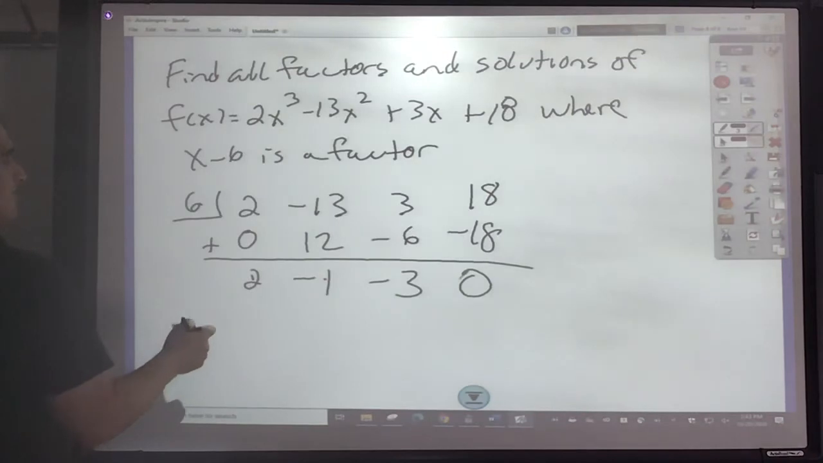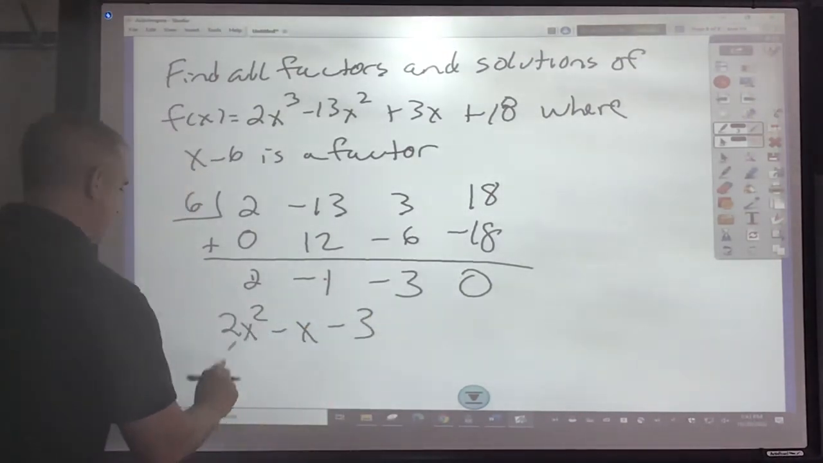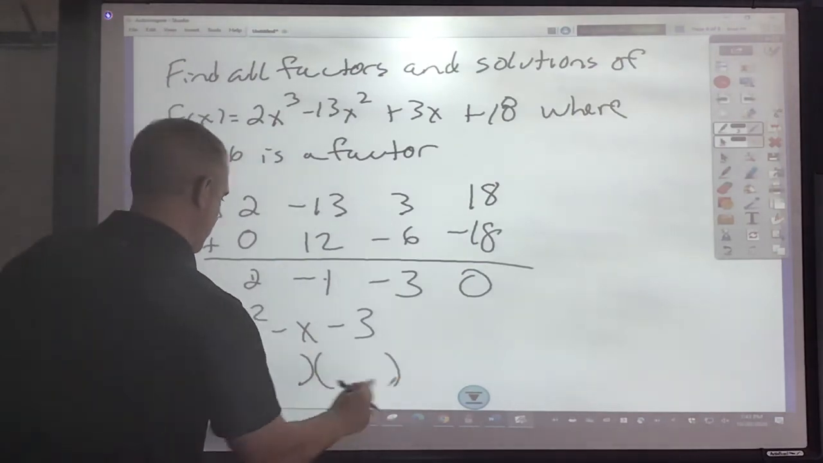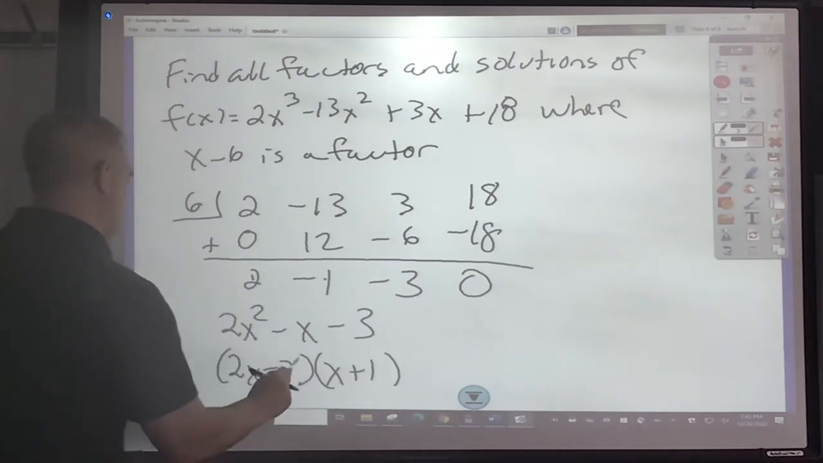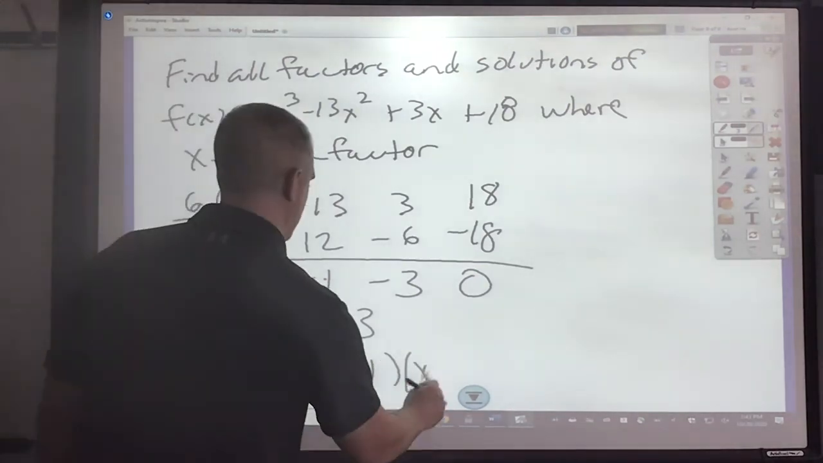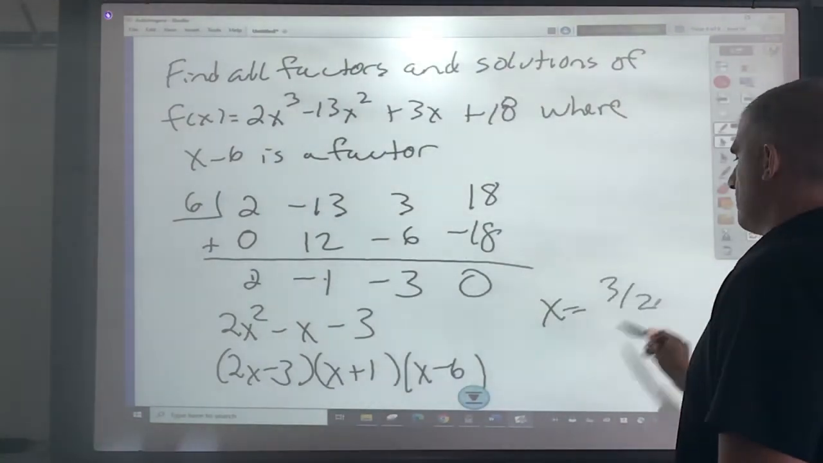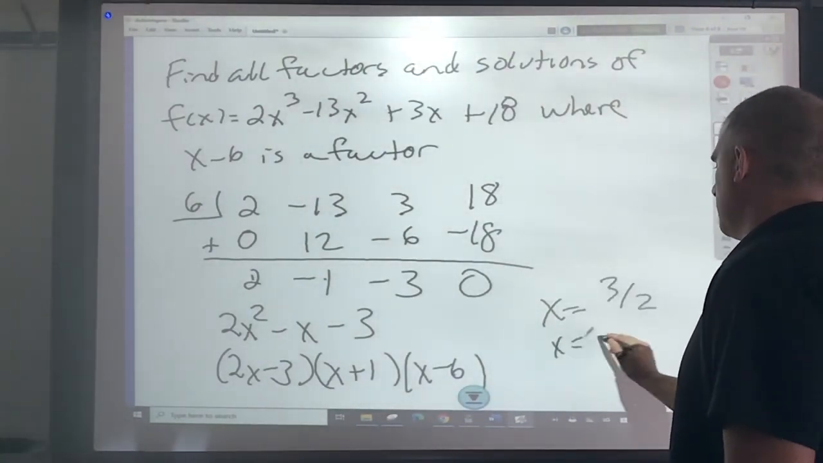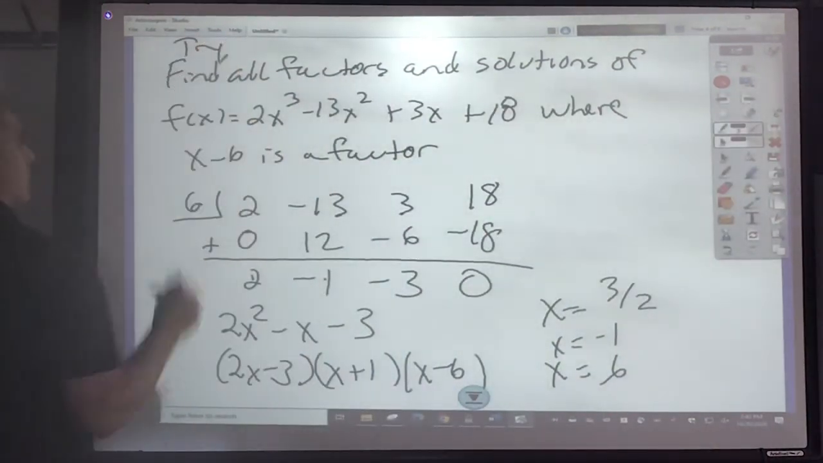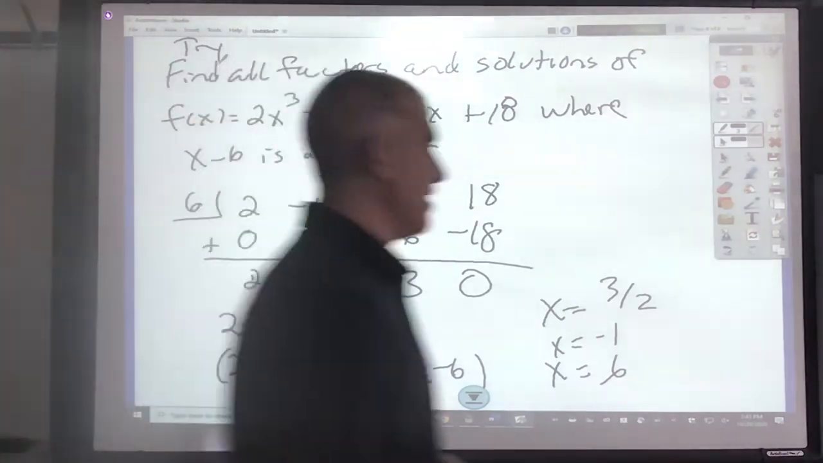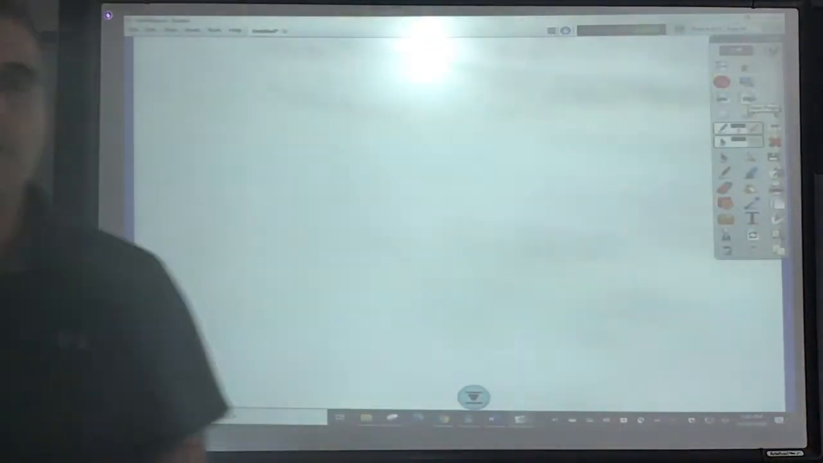So what I would have here is 2x squared minus x minus 3. If I factor that, that would be plus 1 minus 3. So my other factor that joins it would be x minus 6. The solutions out of there would be 3 halves, negative 1, and 6. Sorry about that. I switched up the wrong factor on that. Moving on to the last thing for today.